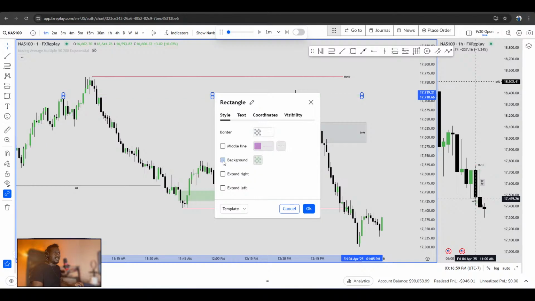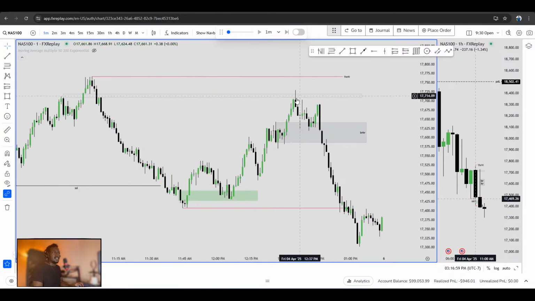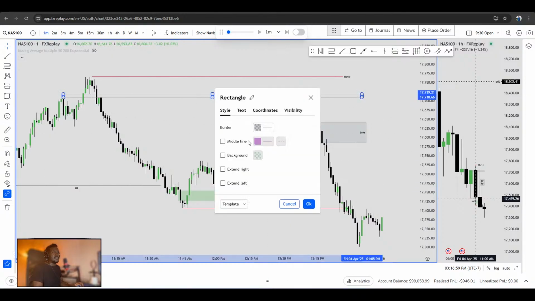So I'm gonna put borders and then no background, and I'll have those borders a little bit dark like that. Maybe have a color, green color, or just have it stay like that. That still works for me. Yep, that's how I'm gonna do my BPRs.